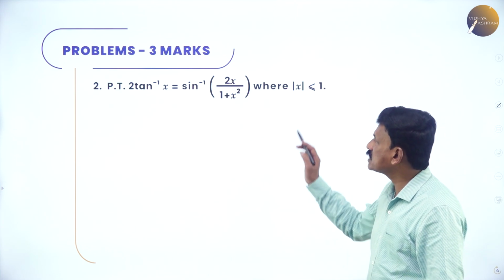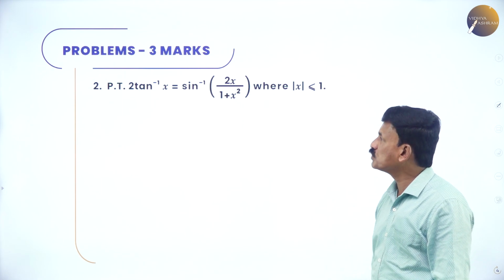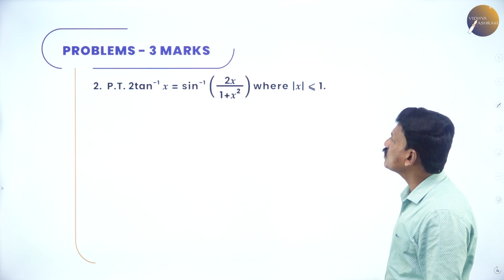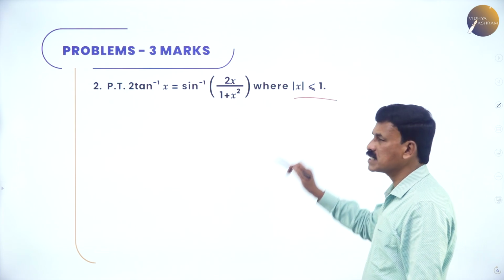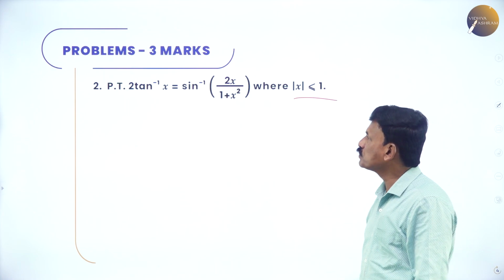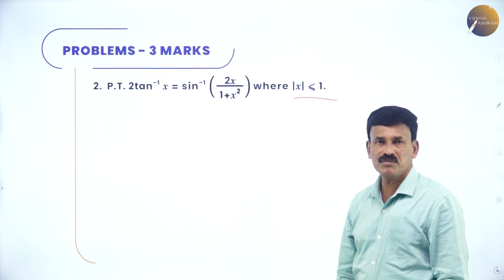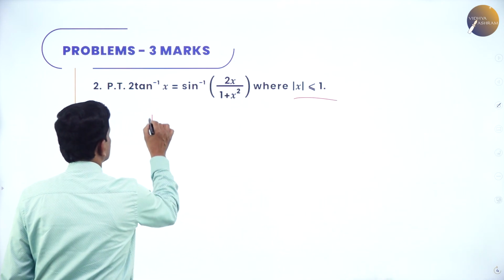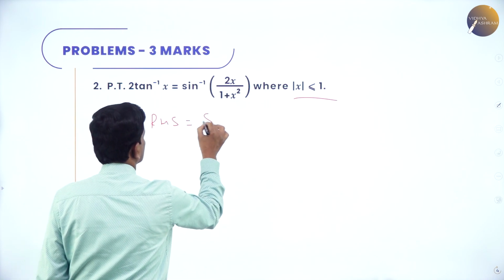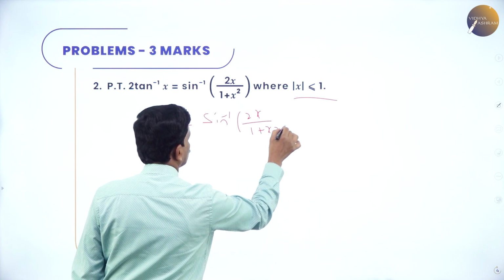Now let us take this derivation. So 2 markers, sometimes they may ask for 3 marks also. Prove that 2 tan inverse x is equal to sin inverse of 2x divided by 1 plus x square, where mod x is less than or equal to 1. So what is to prove? 2 tan inverse of x is equal to sin inverse 2x divided by 1 plus x square. Now let us start with this RHS. What is RHS? Sin inverse of 2x divided by 1 plus x square.